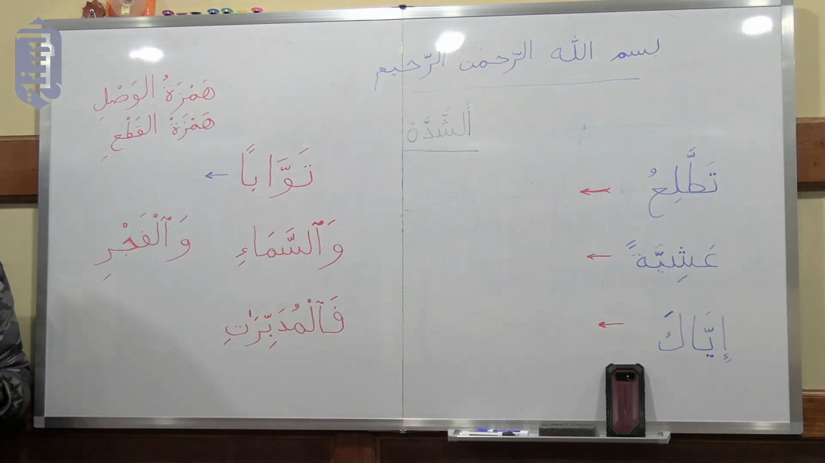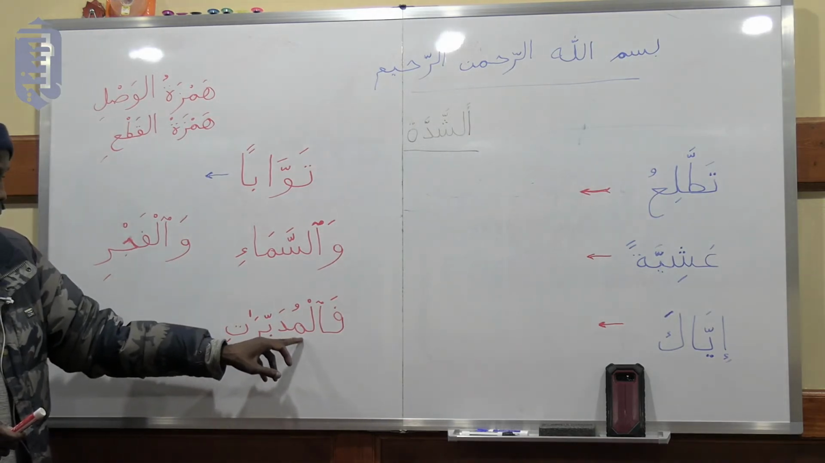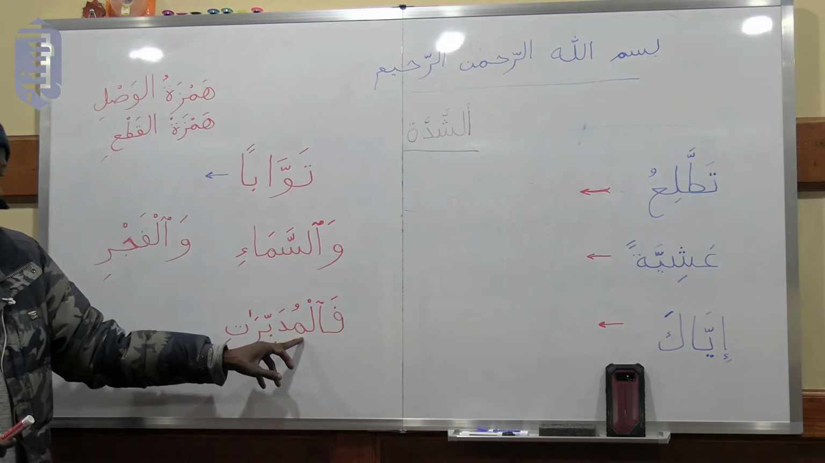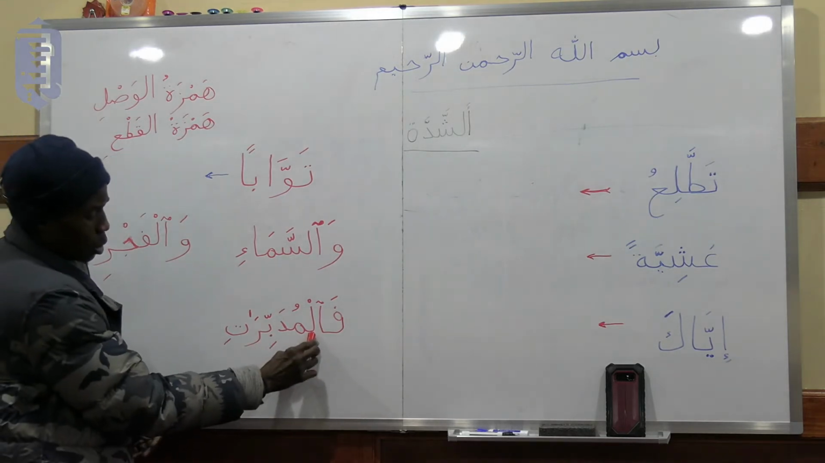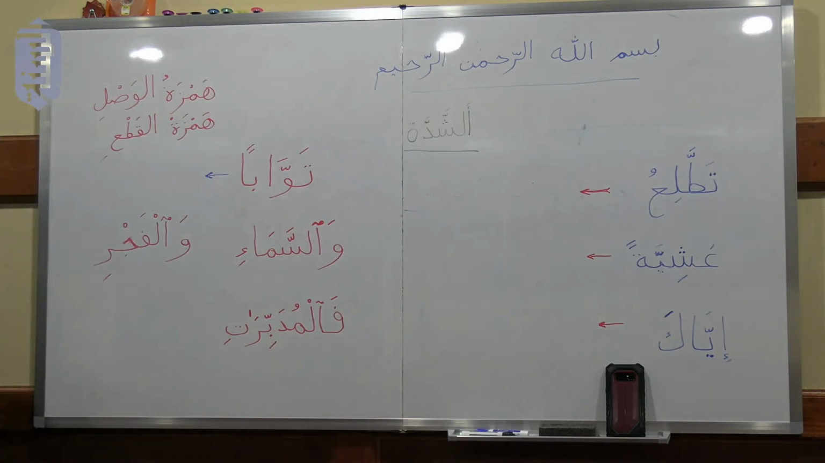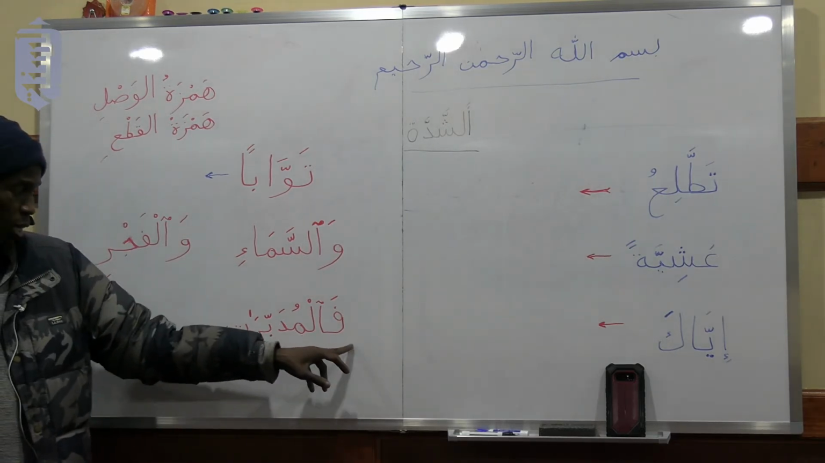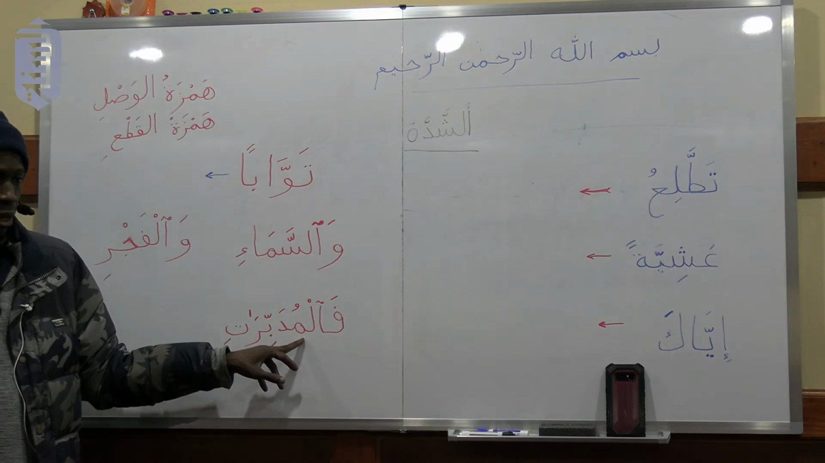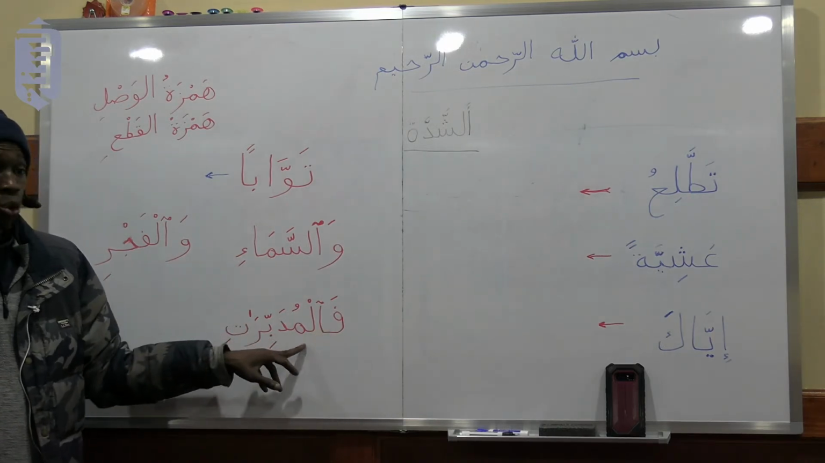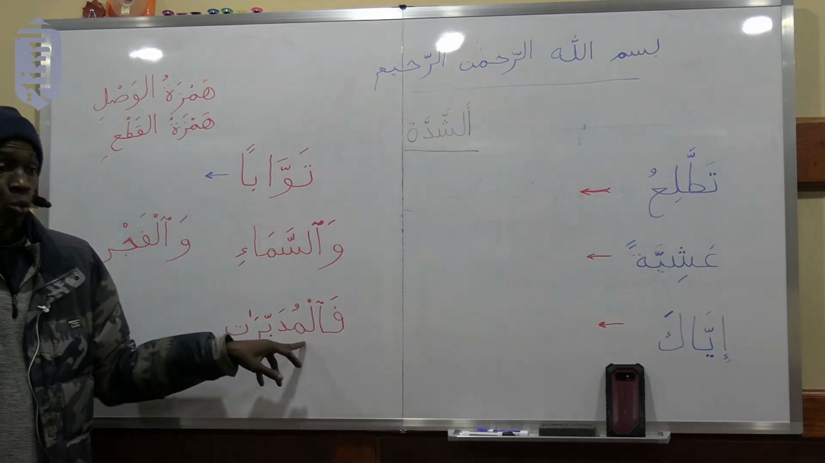La, lam, this one. La. You spelled it up to this one. So the next one is this one. Mim, dhamma, mu. So put them together so far. Fal, mu. So far, falmu. Falmu. Falmu.